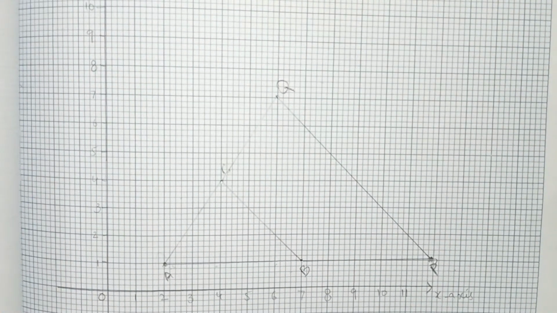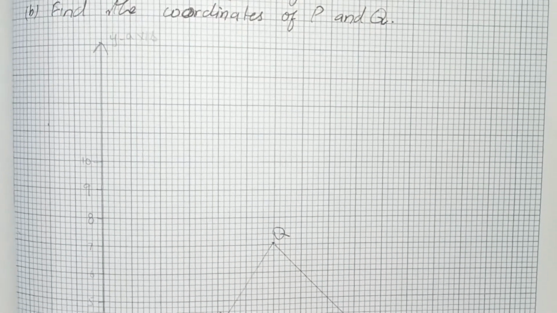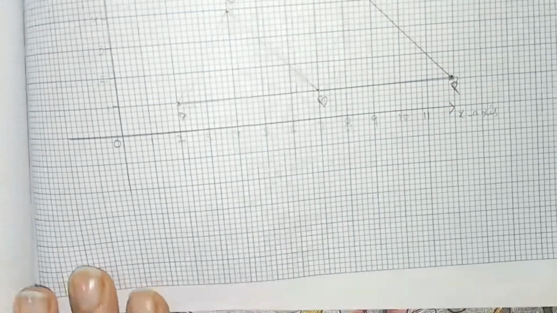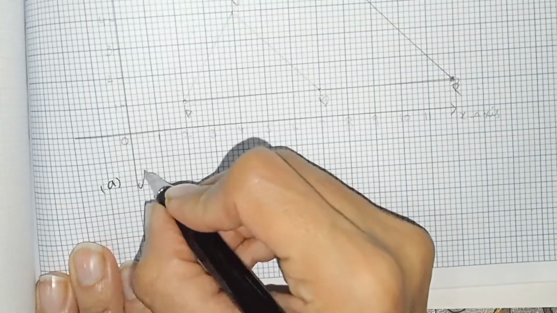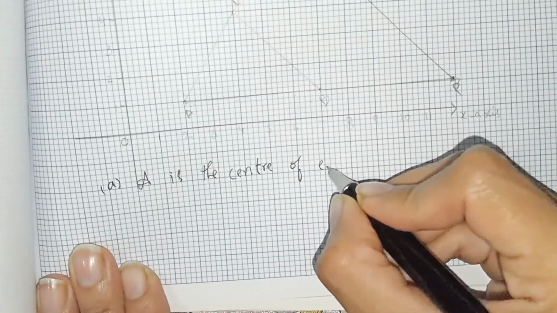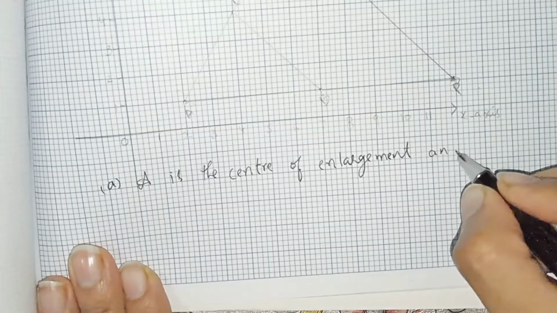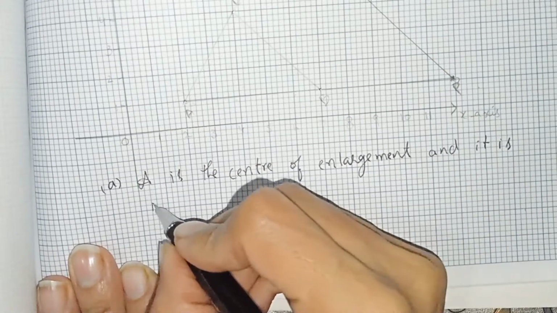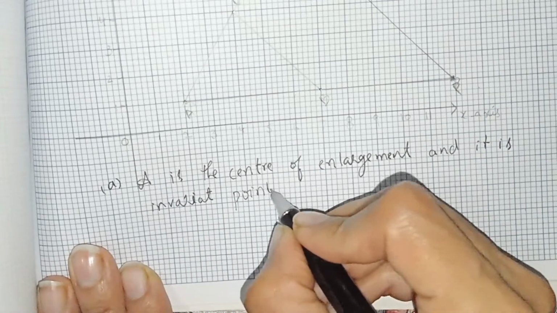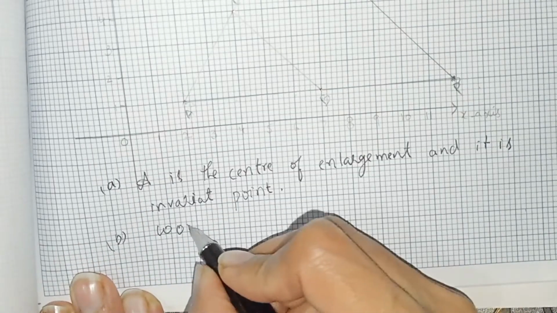And now students, in part B, we have to find the coordinates of P and Q. First we write that A is the center of enlargement and it is the invariant point. And B part is we have to write the coordinates of P and Q.